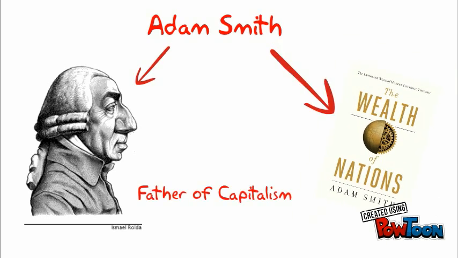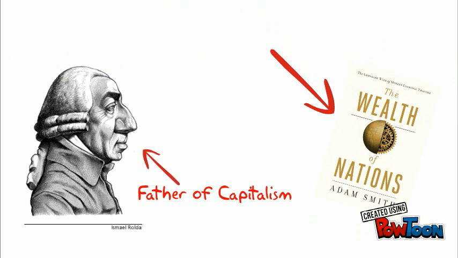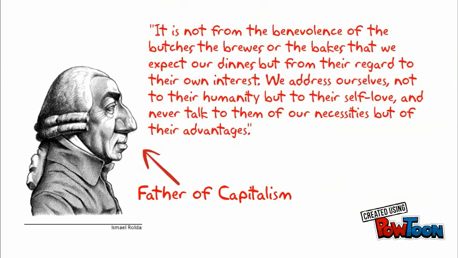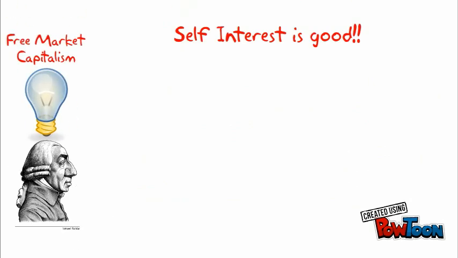Well, we can owe that in part to this guy right here. This is Adam Smith, who is basically the father of modern capitalism, and he wrote this book called The Wealth of Nations. And in it he said, "It is not from the benevolence of the butcher, the brewer, or the baker that we expect our dinner, but from the regard to their own self-interest." So what does this all mean, talking about butchers and bakers and brewers?